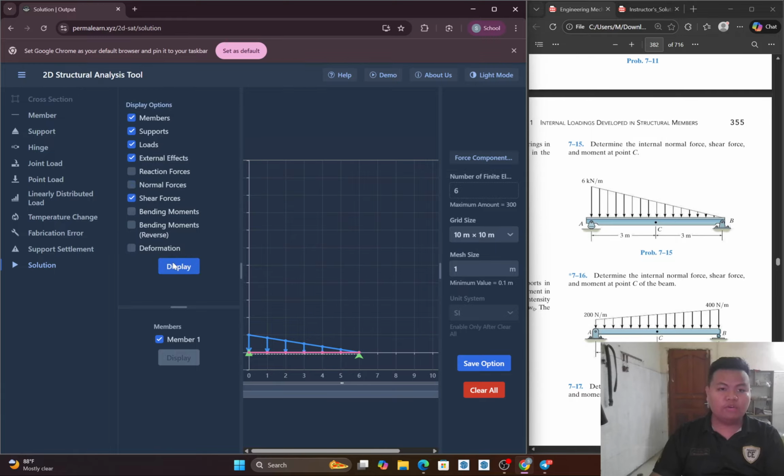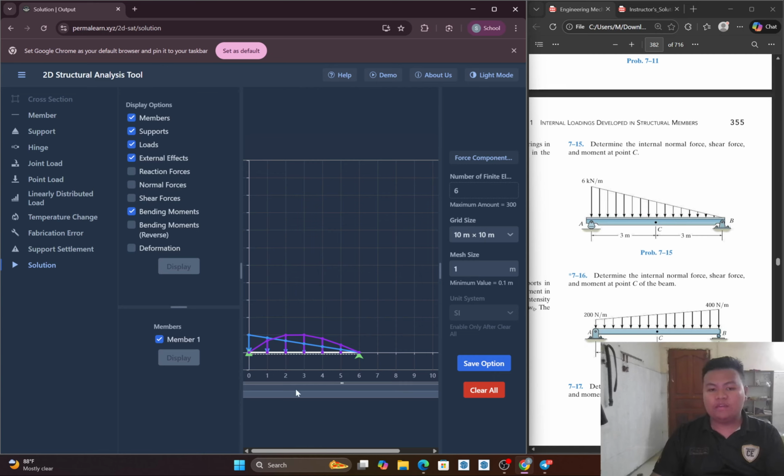And for the shear force, PermaLearn will also show the whole diagram of the shear force, but since we want to know only at point C, you just click in the middle. The answer given is minus 1.5 kilonewton. The last is the bending moment. At point C, the bending moment is equal to 13.5 kilonewton meter.